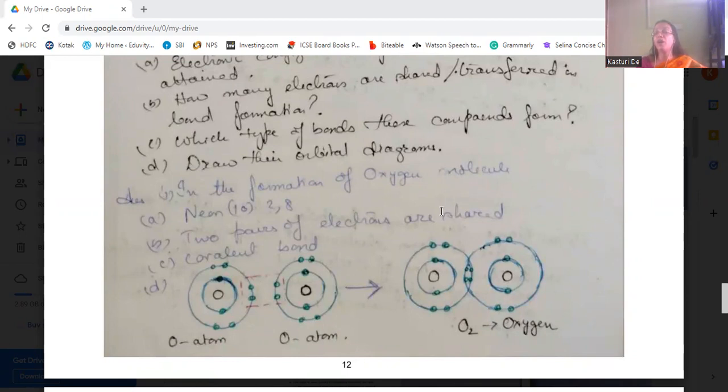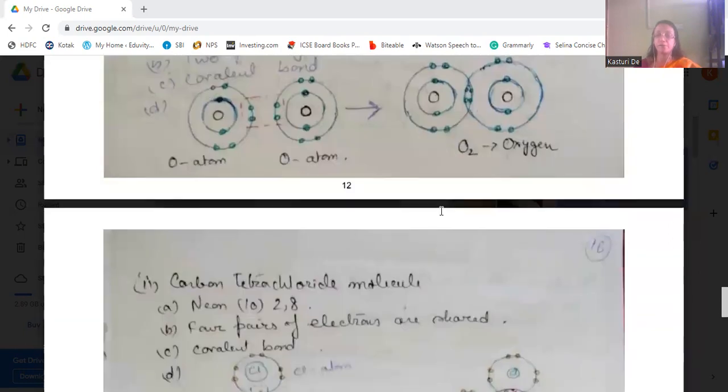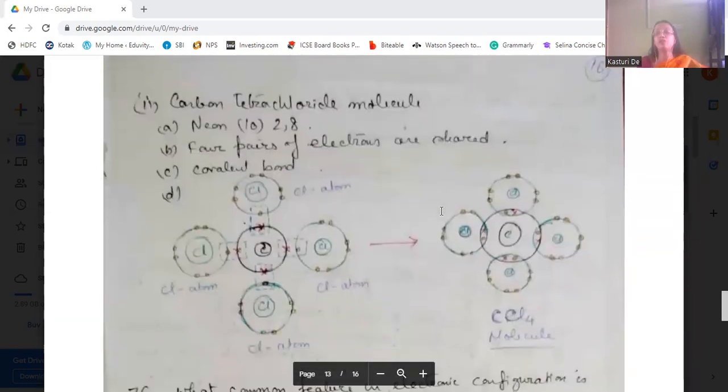As they are being shared, they will form a covalent bond. In the case of carbon tetrachloride, the molecule will attain a neon gas configuration, that is 2 and 8. 4 pairs of electrons have been shared and a covalent bond is formed.